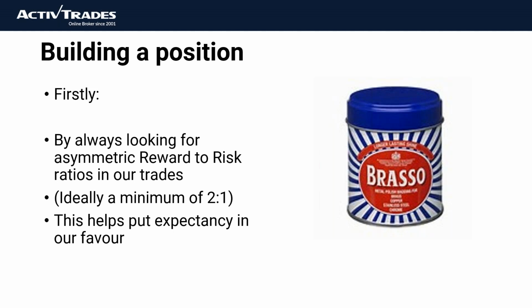So very often what we find is that, I'm going to just use an arbitrary financial number just for the sake of the conversation. If I am risking, let's say, £100 on a trade, I want to be in a position to make 150, 200, 250, 300, 400 pounds in return. That is an asymmetric reward to risk.